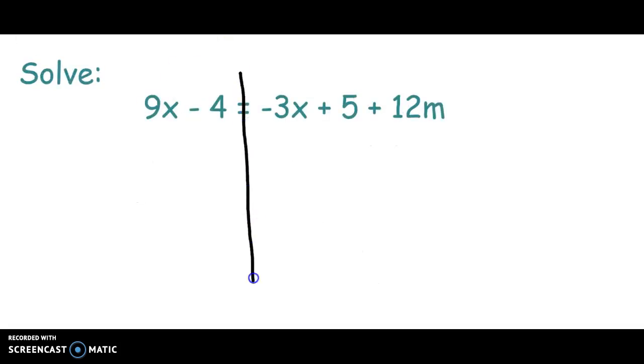Let's look at the next example. We have 9x minus 4 equals negative 3x plus 5 plus 12. Oops, that should be an x. I don't know, got a little excited there.